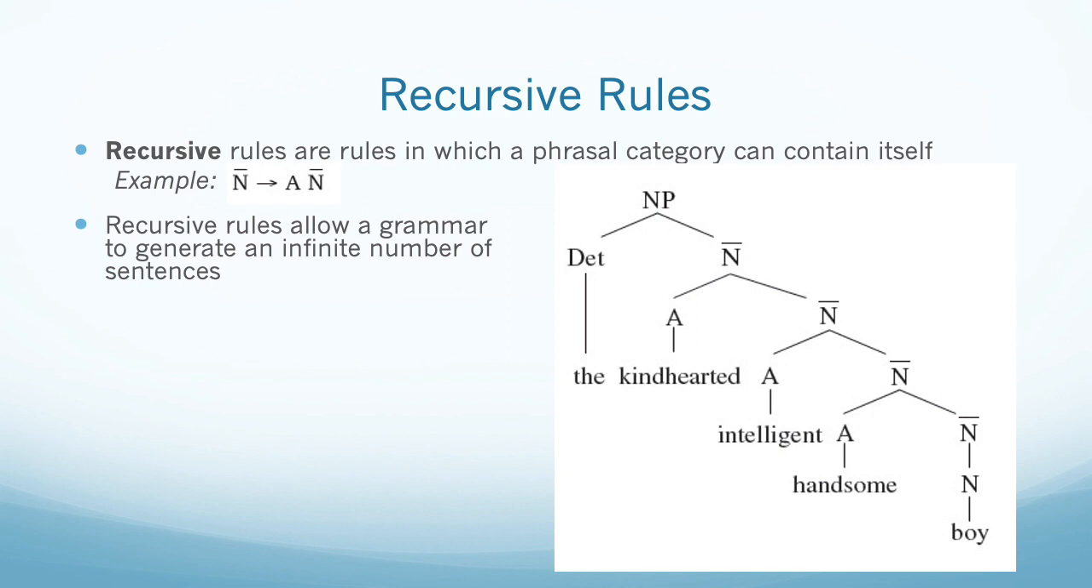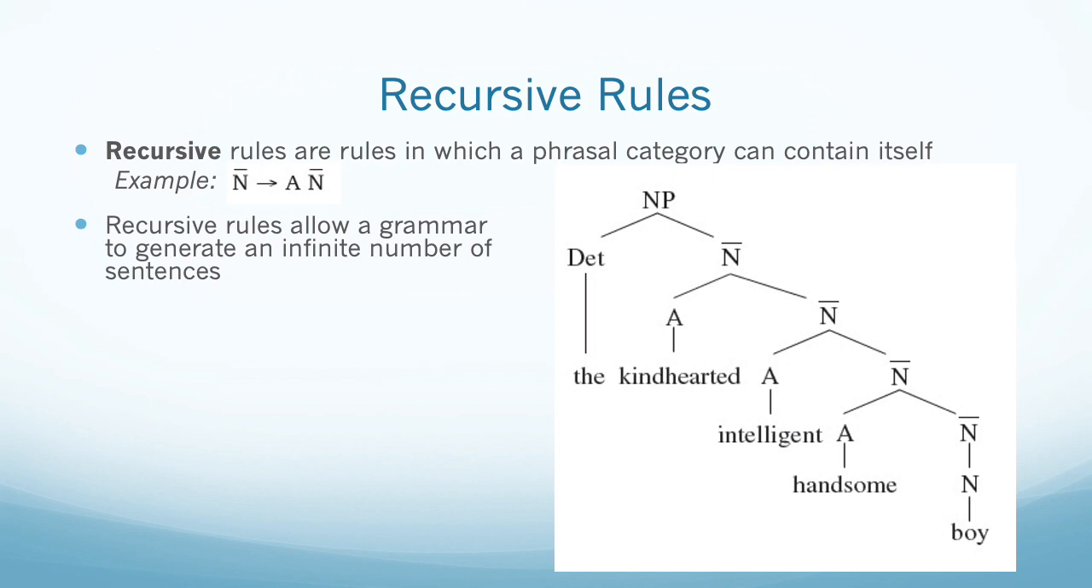This gets us to the idea of recursivity. Recursive rules are rules in which a phrasal category can contain itself. One example of a recursive rule is that noun bar can contain an adjective and a noun bar. So notice the noun bar has another noun bar inside of it. And these kinds of rules allow a grammar to generate an infinite number of sentences. So we could, in theory, continue adding noun bar levels with new adjectives forever.